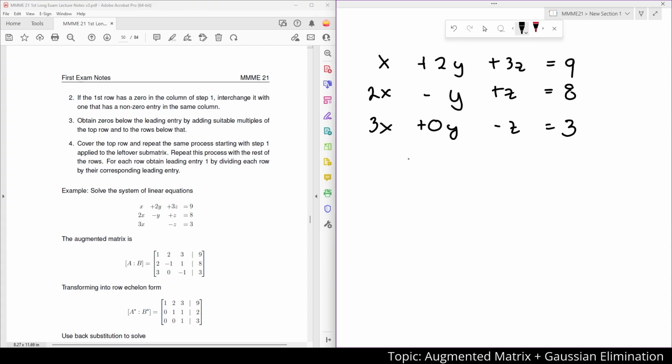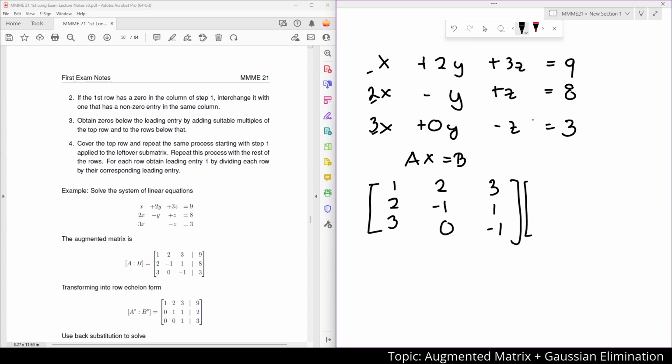If we transform that into Ax is equal to b form, we would have 1, 2, 3. So this corresponds to the coefficients. 2, negative 1, 0. And 3, plus niya, 1, negative 1. We have x, y, z. Ito yung unknowns natin. Equal siya sa 9, 8, 3. Yan yung Ax equals b. But further, we can transform that into an augmented matrix. A, B na lang siya.